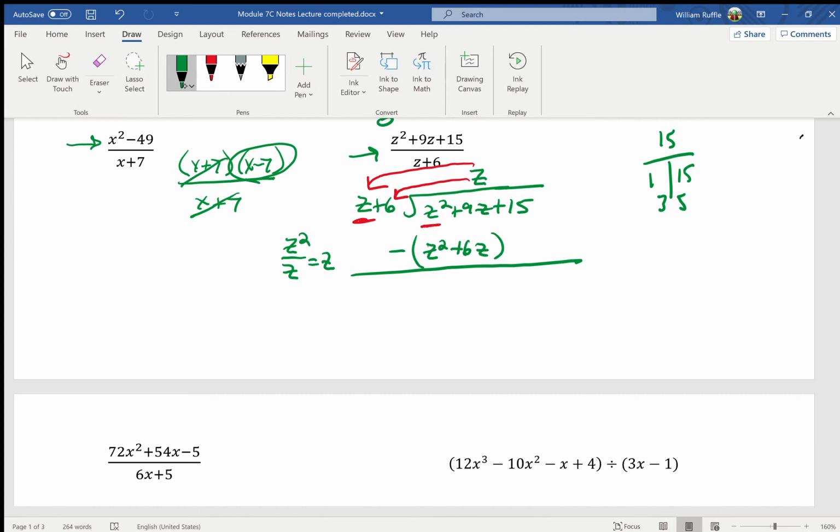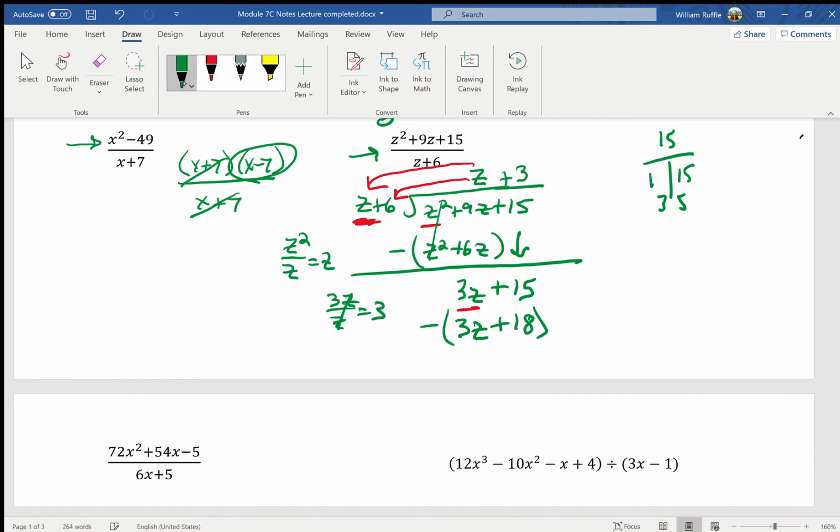Now these are all positive, so there's less chance of sign errors. Z squared minus z squared goes away, so there's no z squareds anymore. 9 minus 6 is 3z. And again, I bring down my next number, so it's plus 15. I go back, I look at my 3z and z. So I put 3z over z, the z's cancel, I'm left with 3. So it's positive 3 again, so I write plus 3. Again, I distribute. 3 times z is 3z. 3 times 6 is 18.